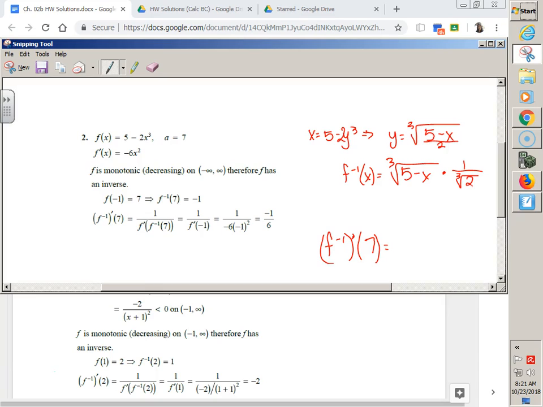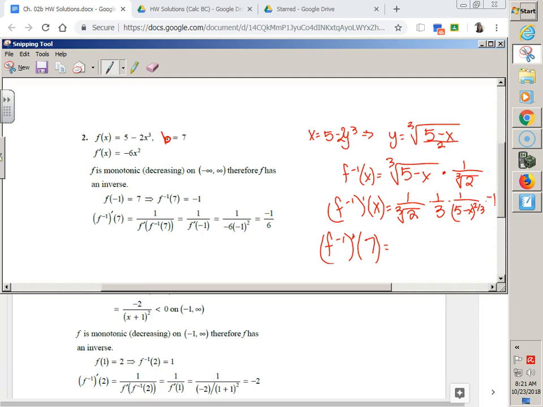f inverse prime of 7, which we call b, is equal to 1 over f prime of a. We could have done that. Or after we found the inverse and got y by itself, we could have just taken the derivative. The derivative of the inverse would have been 1 over the cubed root of 2 times, bringing down a 1/3, we would have ended up with this guy to the negative 2/3, times 1 over 5 minus x to the 2/3 times u prime, which was a negative 1.